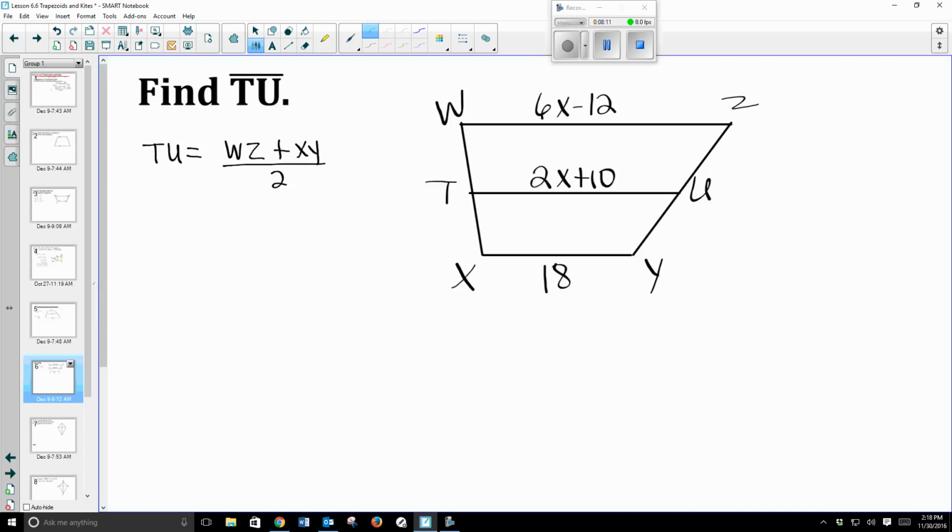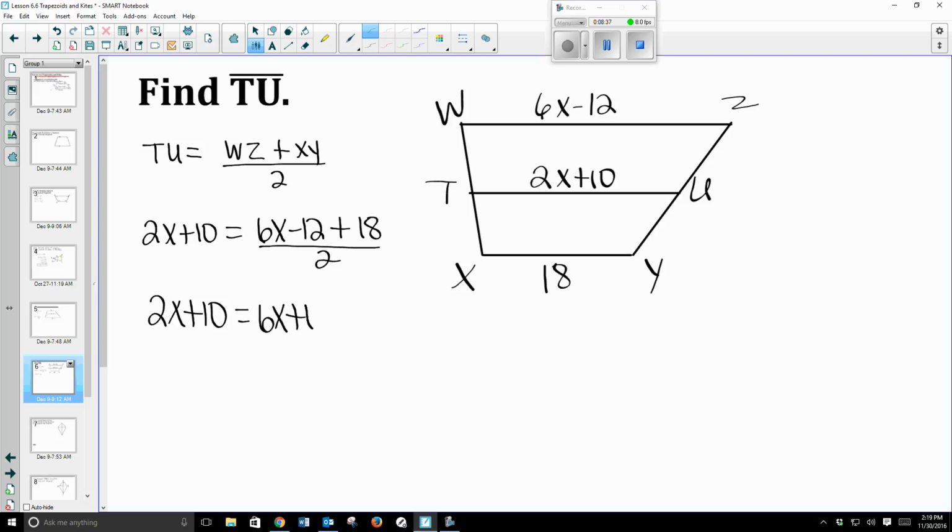So I'm going to take my expressions and plug into that. So TU is 2x plus 10. WZ is 6x minus 12. Add that to 18 for XY. Put that over 2. So we want to simplify that. 2x plus 10 is equal to 6x plus 6 over 2. I just put together the negative 12 and the positive 18.